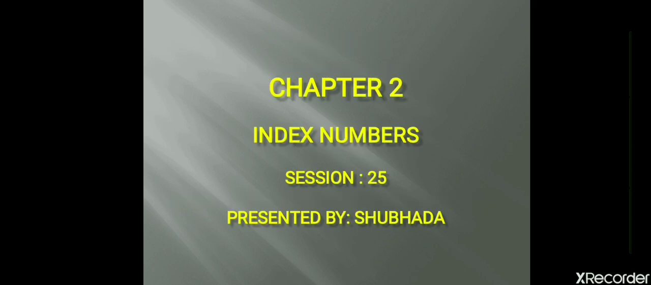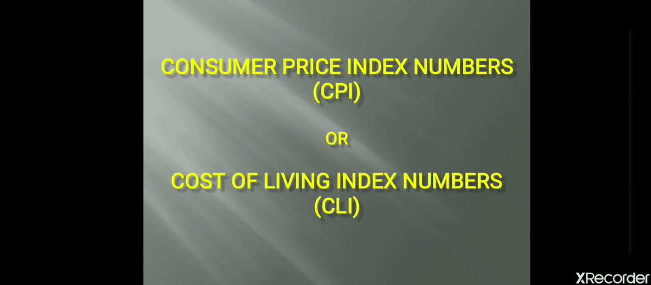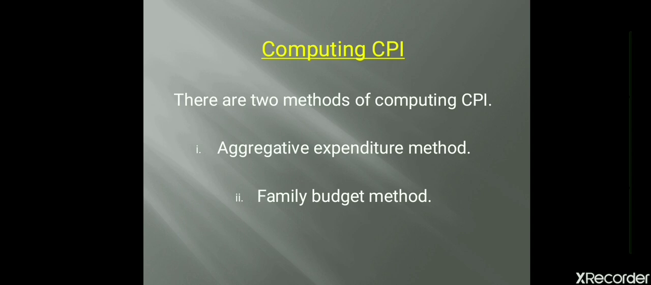Now, today I'm continuing with chapter 2 index numbers and session 25. From last two sessions we are discussing the concept called consumer price index numbers. And today we are going to learn about family budget method, that is the second method of computing consumer price index.